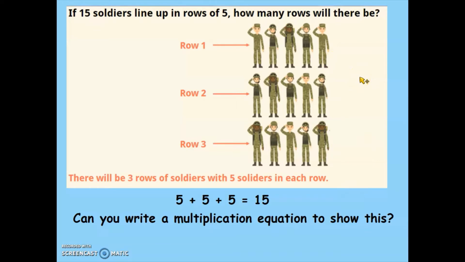Could we write a multiplication equation to show this? Yes, we could. We know we've got 3 lots of 5. So our multiplication equation would be 3 times 5 equals 15.